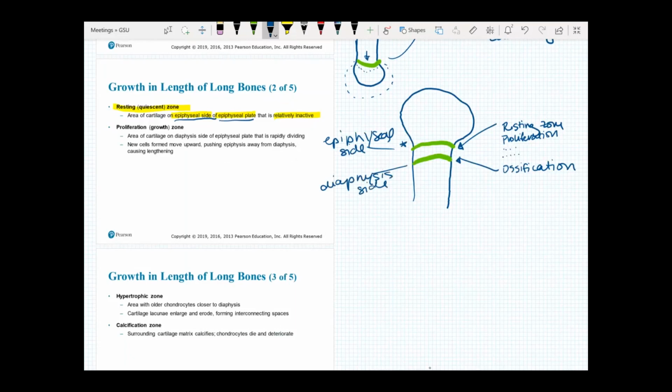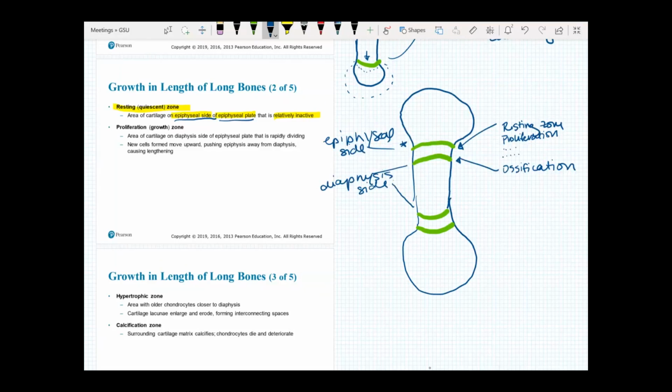It is not top and bottom, because if we were to continue down our bone and draw another epiphysis like there is for every long bone, it also has an epiphyseal plate. However, this is going to be flipped. So your diaphysis side is the one that is closest to the diaphysis. That's this one. So it's not top and bottom as much as it is the one towards the middle and the one towards out. So the resting zone is on the epiphyseal side.